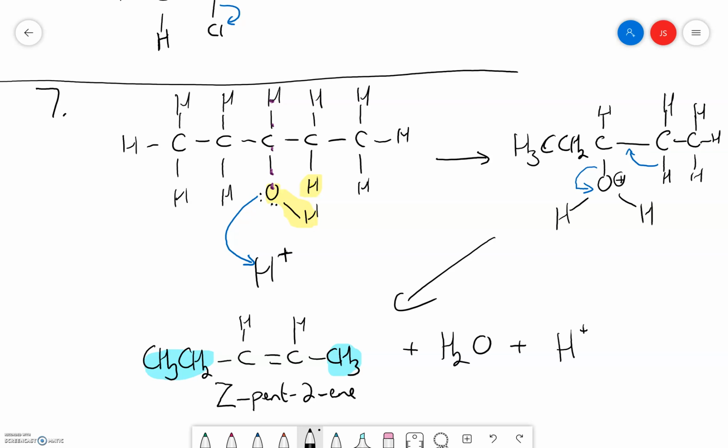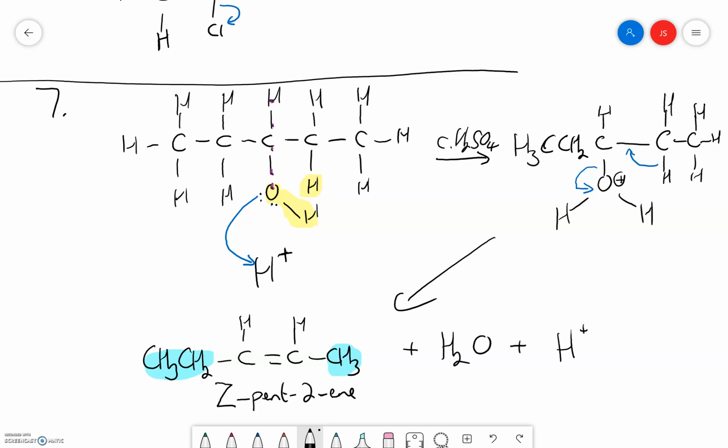So again, conditions: just heat it with the catalyst, which is concentrated sulfuric acid yet again, and you end up with the alkene Z-pent-2-ene, and you could also end up with E-pent-2-ene as well.